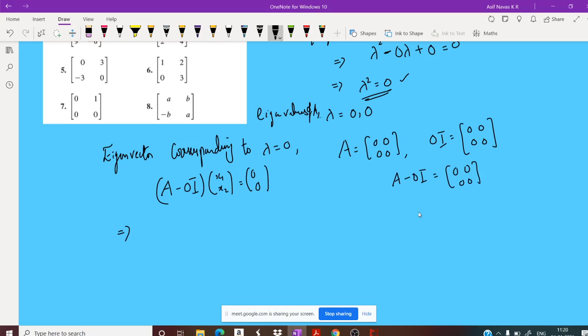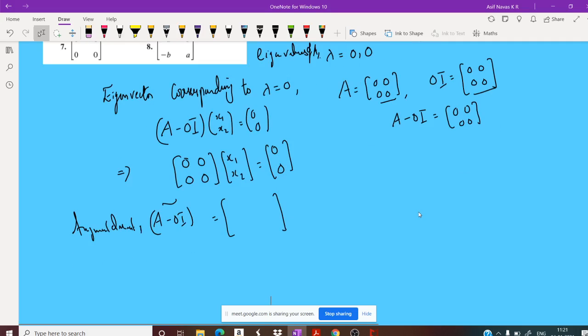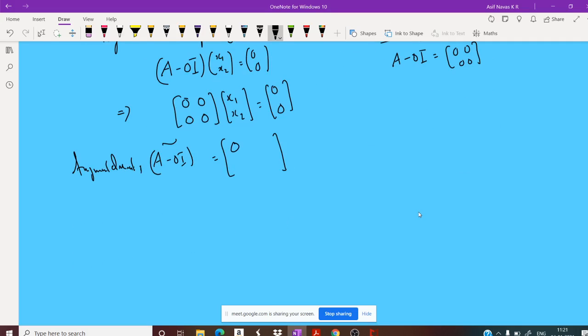Any doubt? 0 minus 0, 0, 0, 0, times x1, x2, equals 0, 0. So now find the augmented matrix. What is the augmented matrix for A minus 0 I? It is 0, 0, 0, 0, 0, 0.